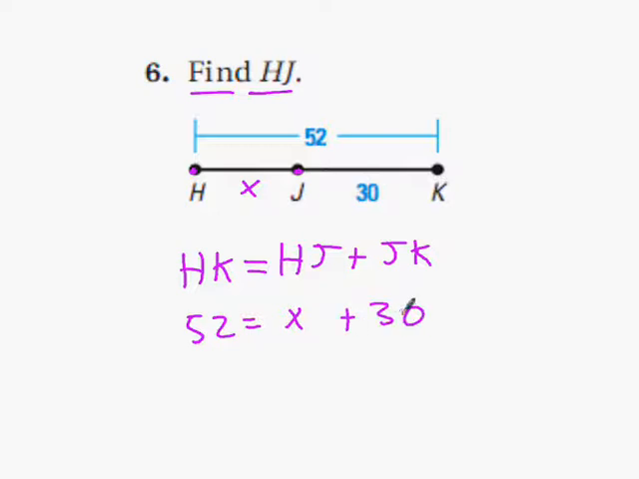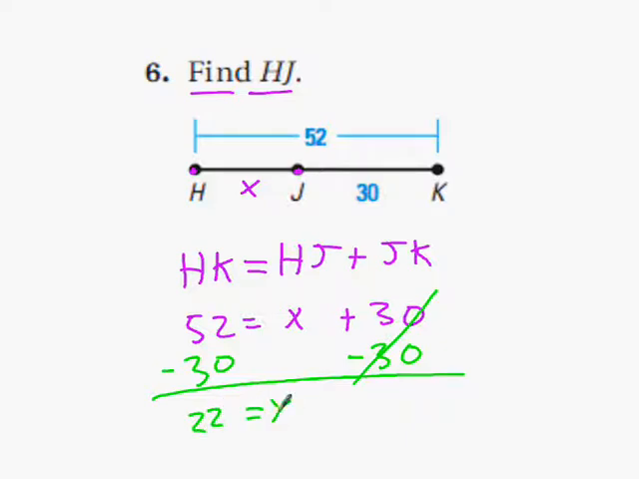Now I can subtract 30 from both sides and 30 from over here. Let's draw a line. We can ninja slash that out. 52 minus 30 is 22, which equals x. Now, are we done? Well, x equals 22, which is the same thing as HJ. So HJ equals 22.